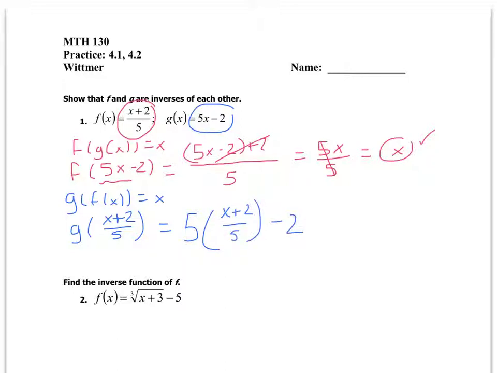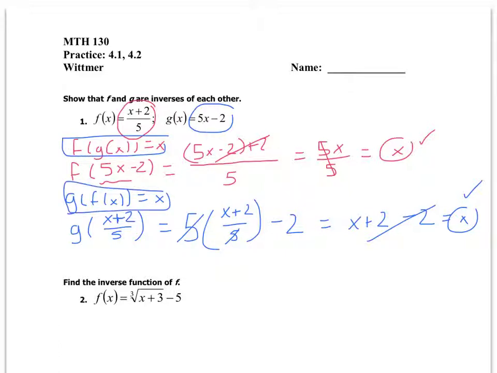The first operation that would undo would be the multiply by 5 and divide by 5. So the next step, we have x plus 2 and then minus 2. Here the plus 2 minus 2 cancels, leaving us with x. So since f of g of x equals x and g of f of x equals x, we can say that these functions are inverses of each other.